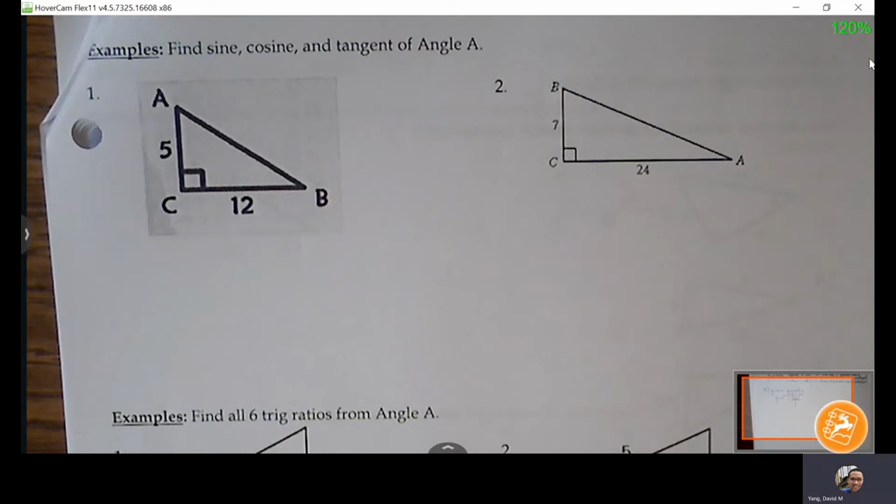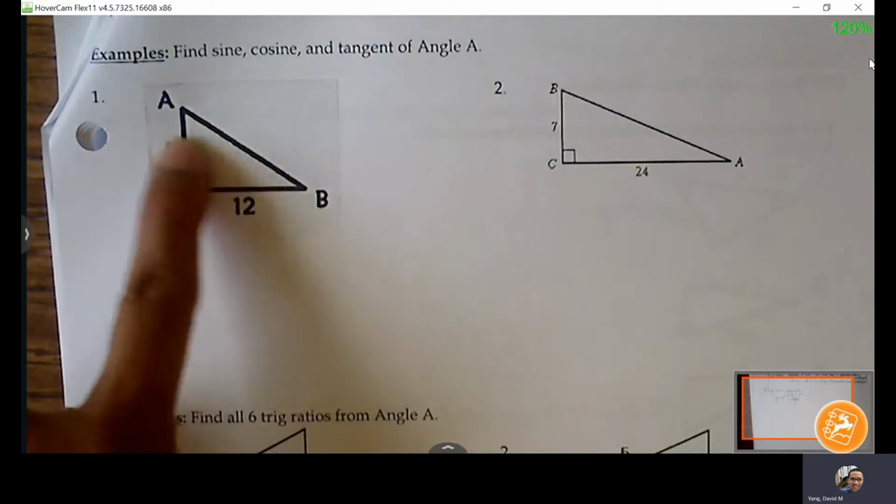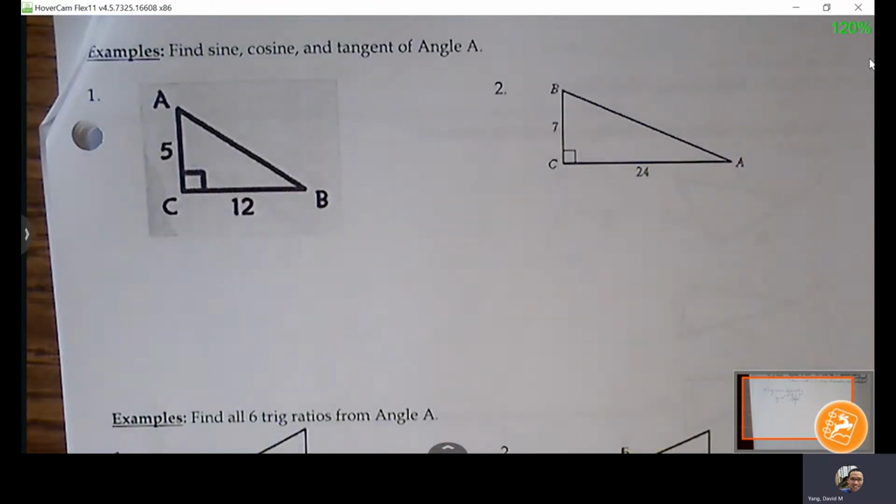Okay, so we're going to find the sine, the cosine, and tangent of angle A. We're going to find the trig ratios. But here we have to do something a little bit more, because we are only given two sides of a right triangle. I mean, we can find tangent, but we'll still be missing sine and cosine. So what could we use to help us find that missing side of this triangle?